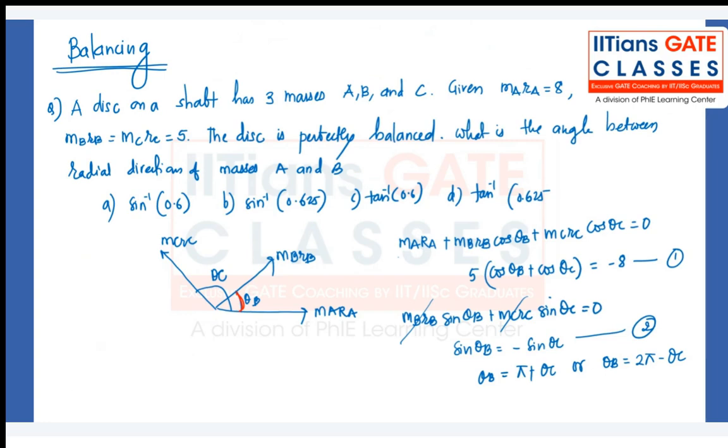So if I put this equation 2 into equation number 1, or let's say if I put theta b value, theta b is equal to pi plus theta c, so from this I can calculate theta c. Theta c will be theta b minus pi. Like this we can write, and then you can put it into equation number 1 and write the whole equation in terms of theta b. So I'll say 5 into cos of theta b as it is plus cos of theta b minus pi is equal to -8.